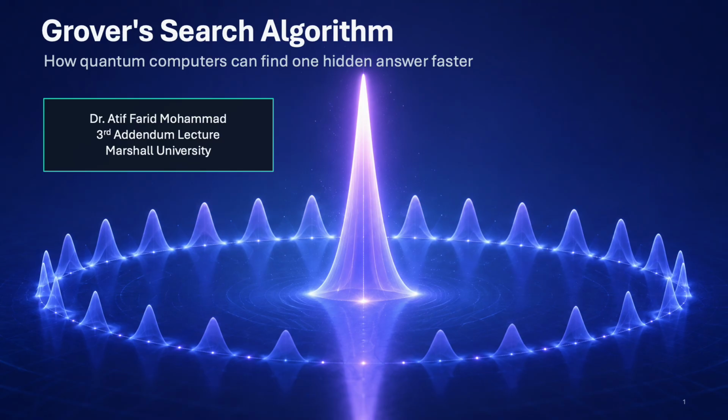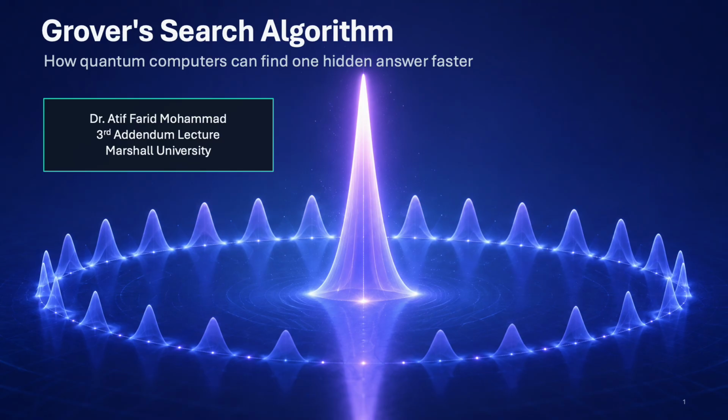How quantum computers can find one hidden answer faster. Imagine you walk into an enormous library, but this is not an ordinary library. There are no shelves, no alphabetical labels, and no search box. Instead, you see thousands, perhaps millions of identical doors. Behind exactly one door is the book you need.